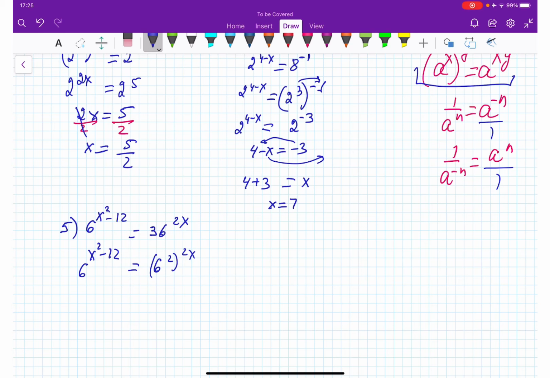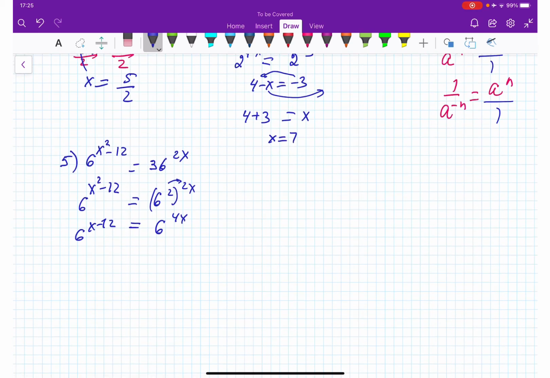So it's going to be 6 to power 4x, right? 2 times 2x, 4x. 6 to power x squared minus 12. All right. So from here, base is the same. I can write down x squared minus 12 is equal 4x. To solve this, we have quadratic equation, right? x squared minus 4x minus 12 is equal 0.